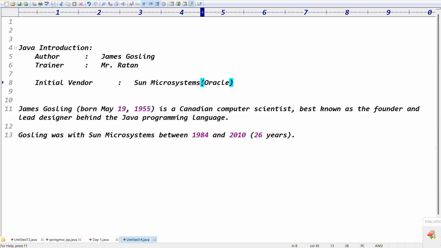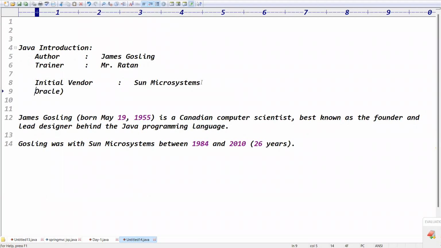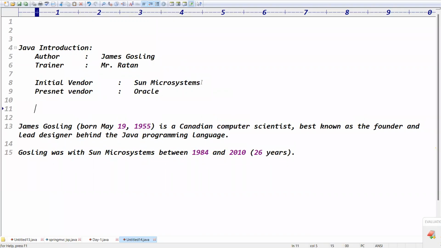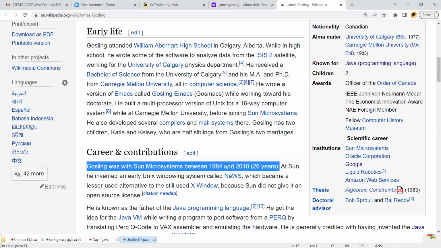Who is the present vendor? The present vendor is Oracle Corporation, because Oracle acquired Sun Microsystems. The initial vendor was Sun Microsystems. You got the point, right? James Gosling was at Sun Microsystems between 1984 and 2006, almost 26 years.